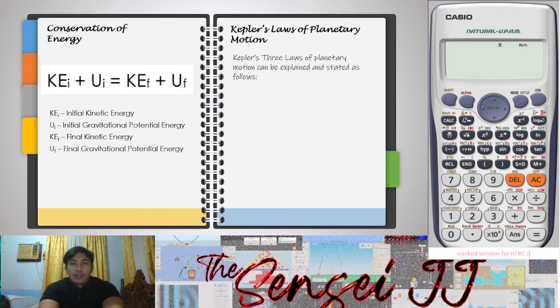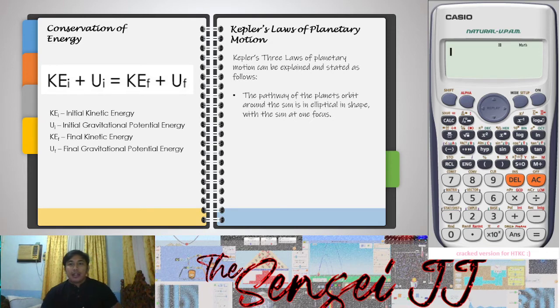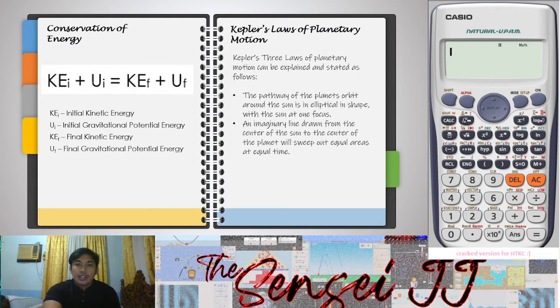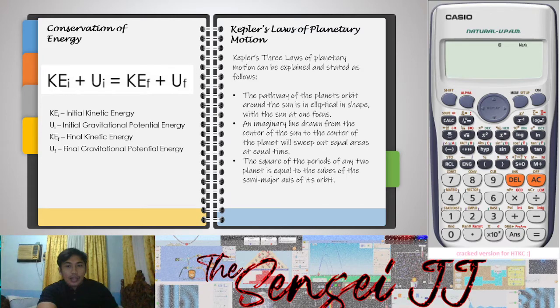Kepler's three laws of planetary motion can be explained and stated as follows. First, the pathway of the planet's orbit around the sun is elliptical in shape, with the sun at one focus. We will be having a video for that. Second, an imaginary line drawn from the center of the sun to the center of the planet will sweep out equal areas in equal time. Third, the square of the periods of any two planets is equal to the cubes of the semi-major axis of its orbit.